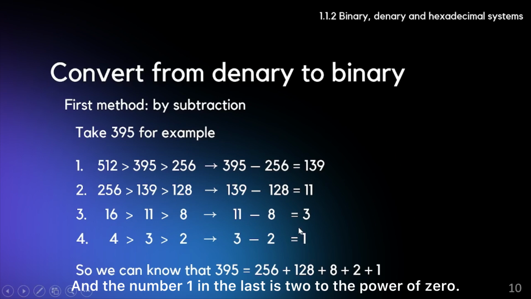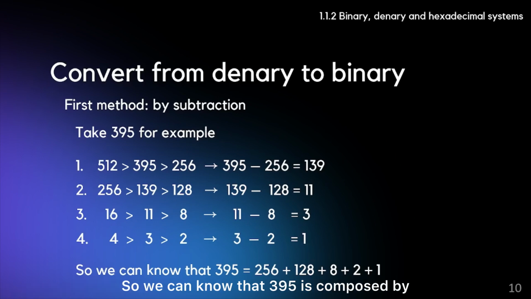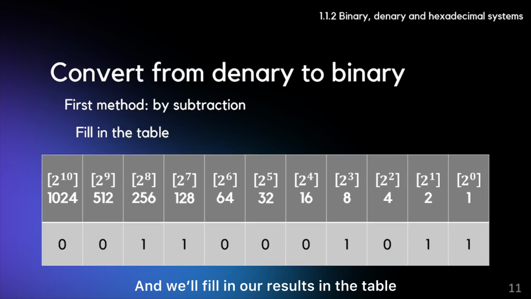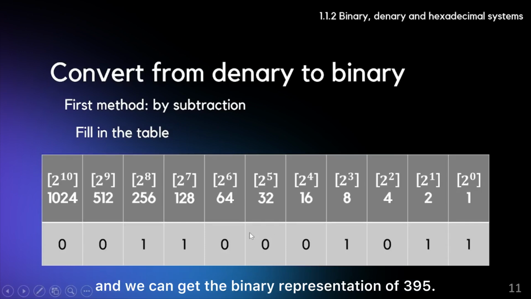And the number 1 in the last is 2 to the power of 0. So we can know that 395 is composed by 2 to the power of 8, 2 to the power of 7, 2 to the power of 3, 2 to the power of 1, and 2 to the power of 0. And we'll fill in our results in the table and we can get the binary representation of 395.